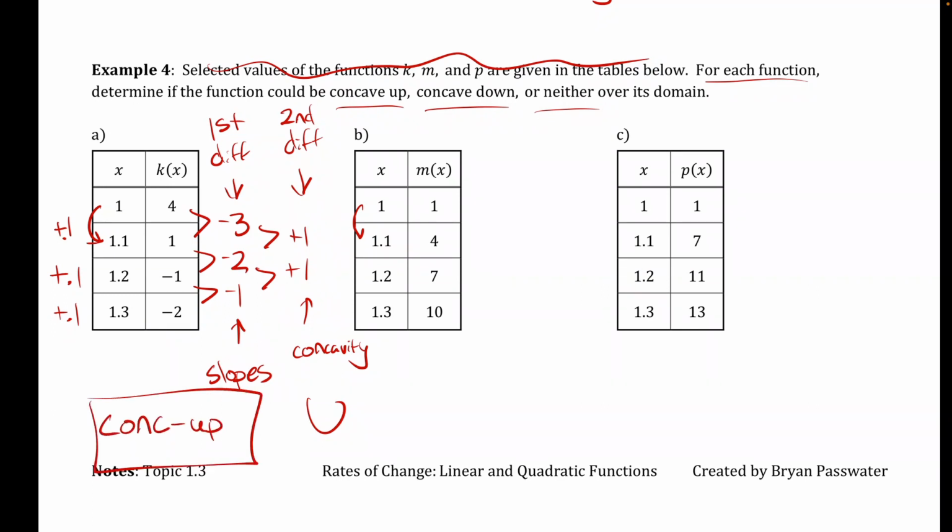Done. All right. Next one, you guys can go through these ahead of me. You don't have to wait for me. I've noticed each of these is increasing by a constant 0.1, so it's linear. If it's linear, it has no concavity. Again, you look at that second difference. If the second difference is 0, that means the concavity is 0. It has no concavity.